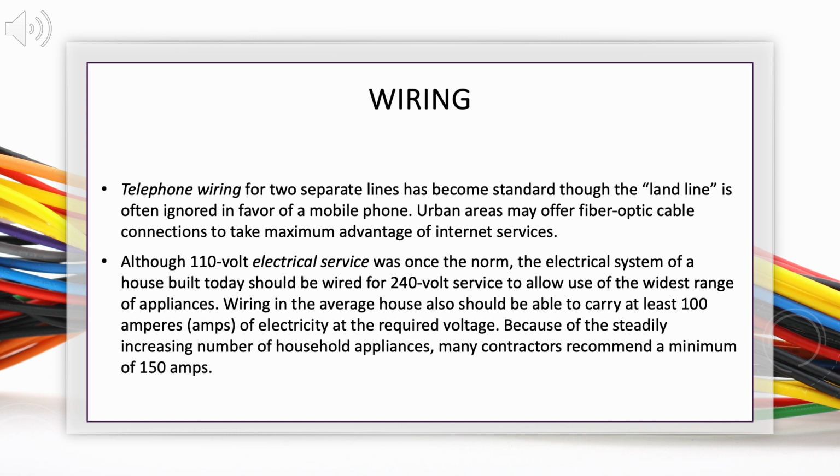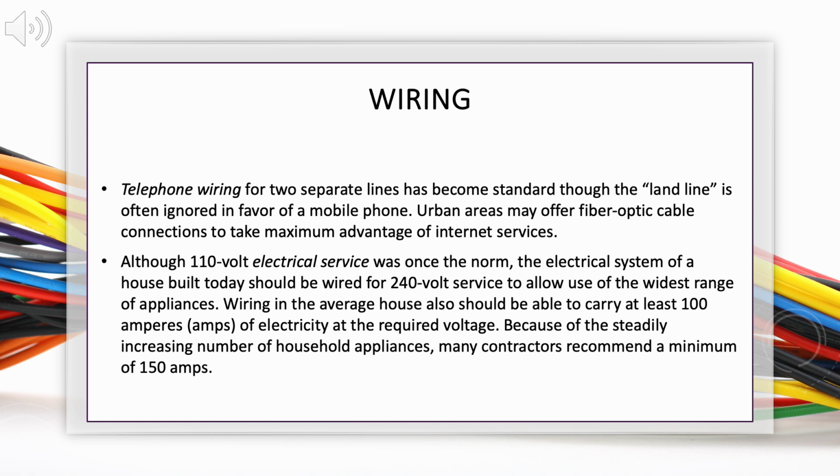Wiring. Telephone wiring for two separate lines has become standard, though the landline is often ignored in favor of a mobile phone. Urban areas may offer fiber optic cable connections to take maximum advantage of internet services. Although 110-volt electrical service was once the norm, the electrical system of a house built today should be wired for 240-volt service to allow use of the widest range of appliances.